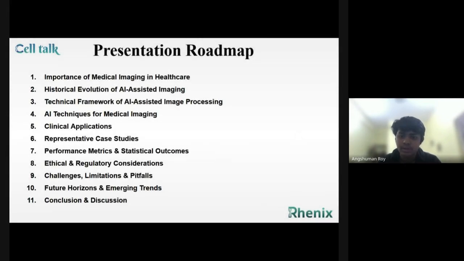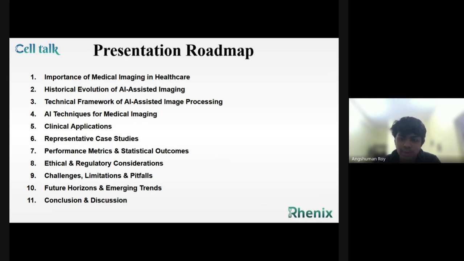Now, here is our presentation roadmap outlining the key sections we will cover today. We will start with an introduction and discuss the significance of AI in medical imaging. Then we will delve into the importance of medical imaging in healthcare, followed by the historical evolution of AI-assisted imaging. Next, we will explore the technical framework of AI-assisted image processing to examine core AI techniques utilized in medical imaging. We will discuss the clinical applications across various specialties supported by representative case studies.